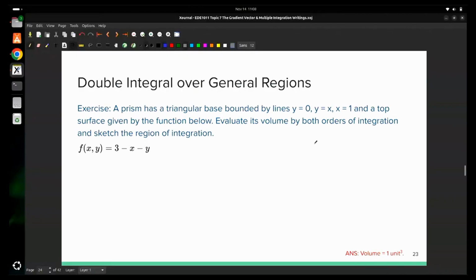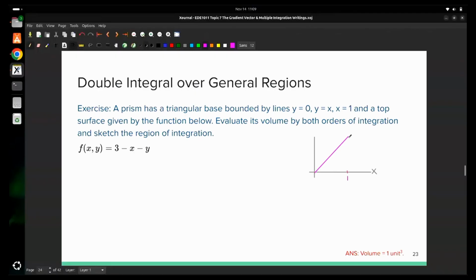Okay, important, you must always sketch the region of integration, because it will give you a clearer picture of what the limits should be. Now, y equals 0 obviously just means the x-axis. Then y equals x is just this line. Then x equals 1 is just this line, a vertical line.